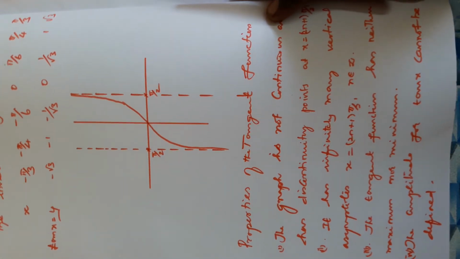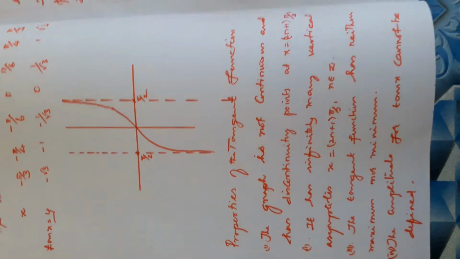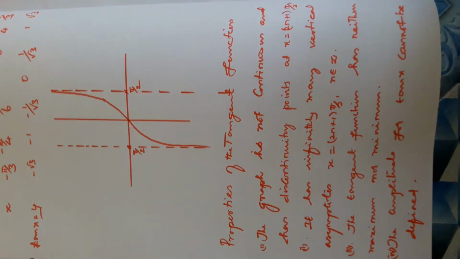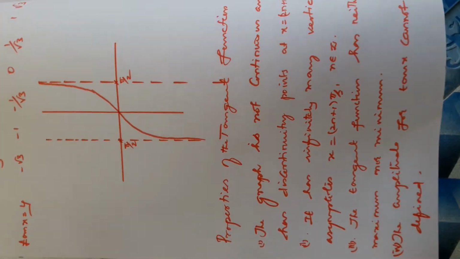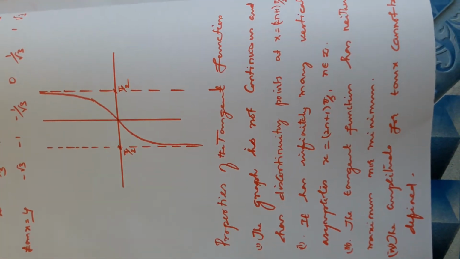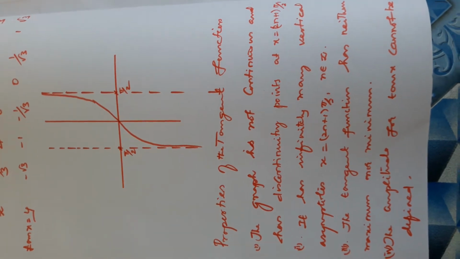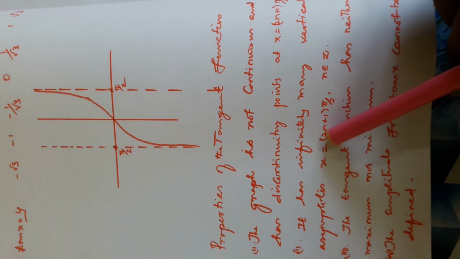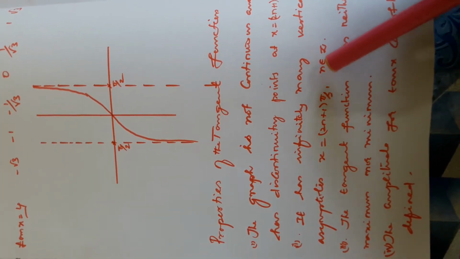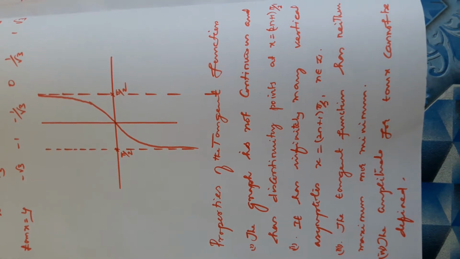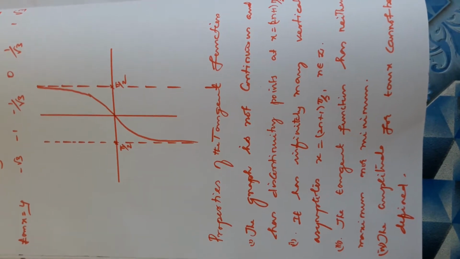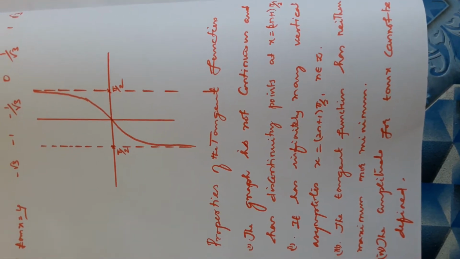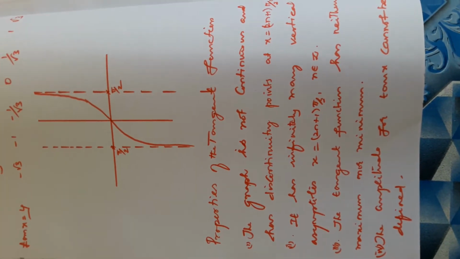And now the properties of tangent functions. So the graph is not continuous and has discontinuity points at x equal to (2n plus 1) pi by 2. And it has infinitely many vertical asymptotes. What is this called? Asymptotes: x equal to (2n plus 1) pi by 2, n belongs to Z. And the tangent function has neither maximum nor minimum, right? And the amplitude for tan x cannot be defined. So you know the amplitude of trigonometric functions.